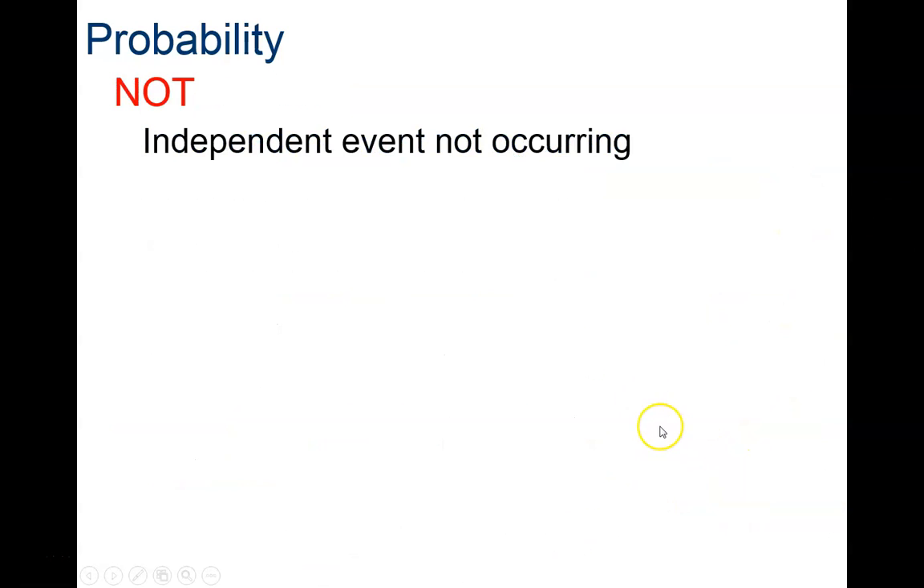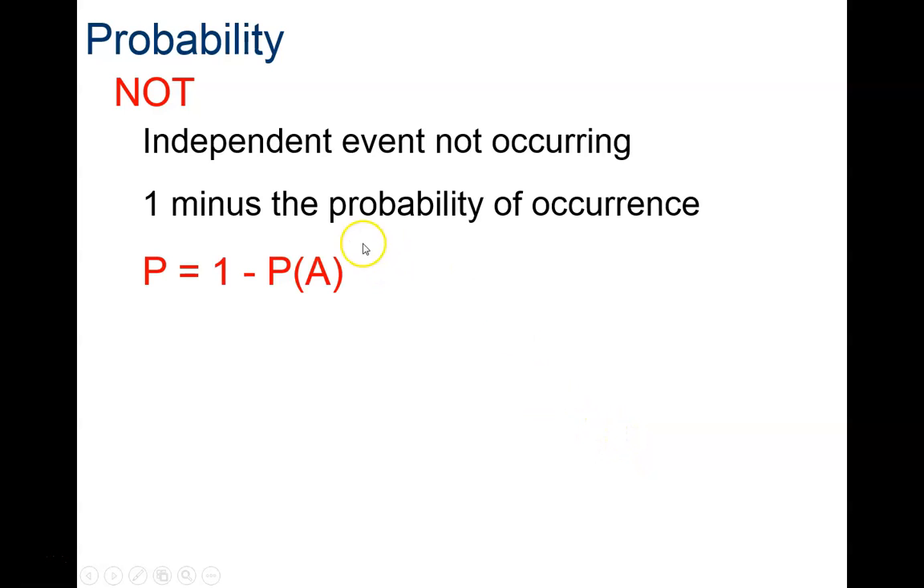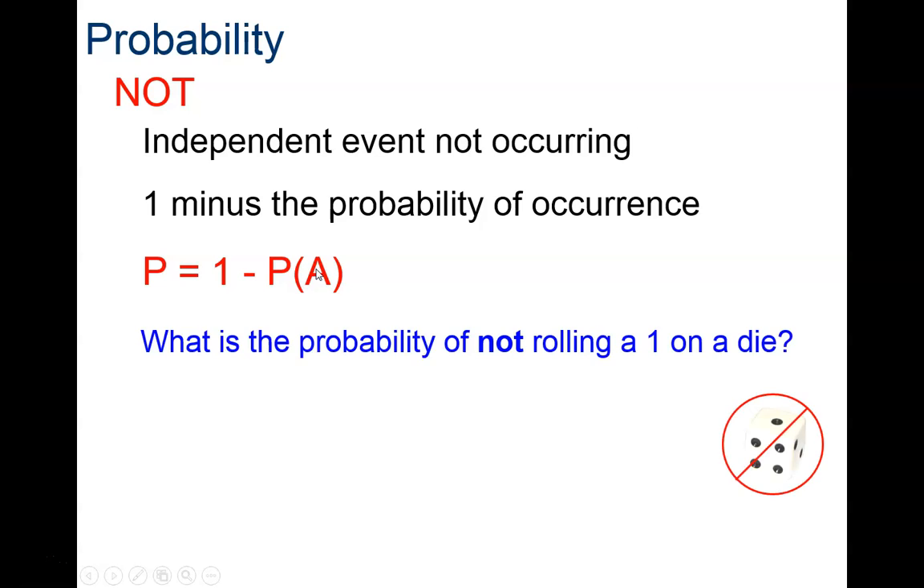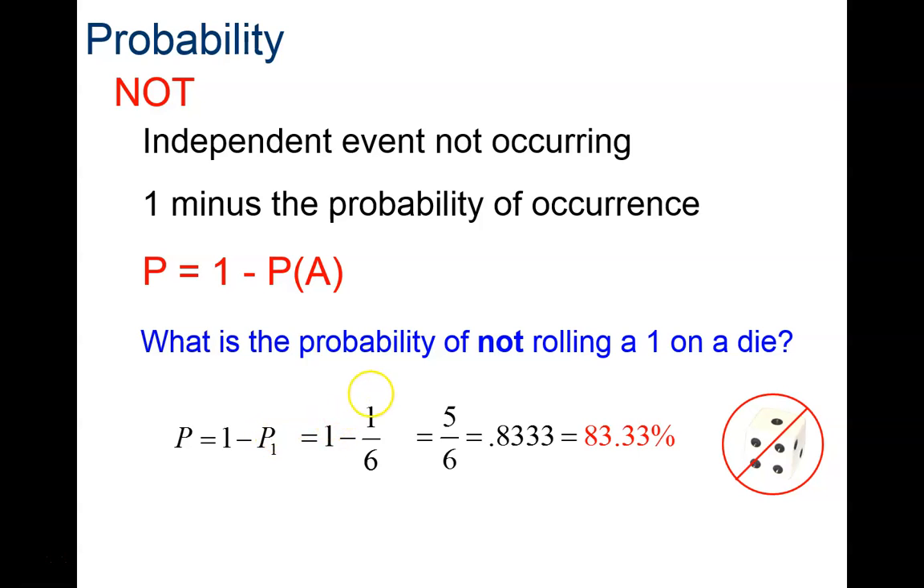So, the probability of something not occurring. This is kind of silly a little bit, but basically it's 1 minus the probability of whatever it is you're interested in. So what's the probability of A not occurring? It's 1 minus the probability of A. So what's the probability of not rolling a 1 on a single dice? It's 1 minus the probability of rolling a 1. The probability of rolling a 1 is 1/6, so it's 5/6 or 83%.